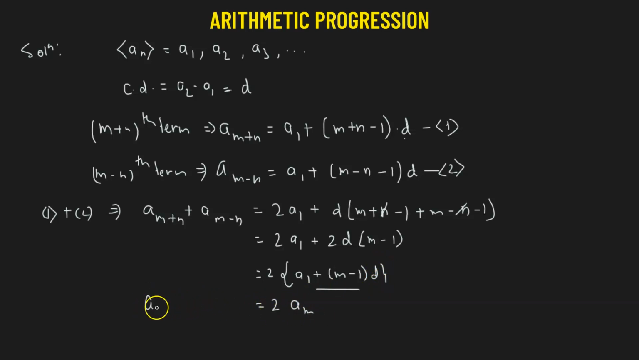So that means we have successfully shown that the m plus nth term added to the m minus nth term is equal to 2 times the mth term.